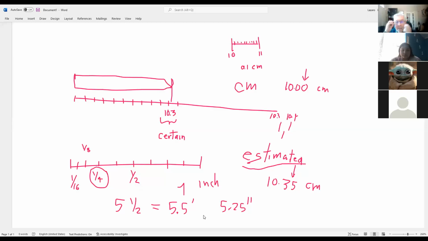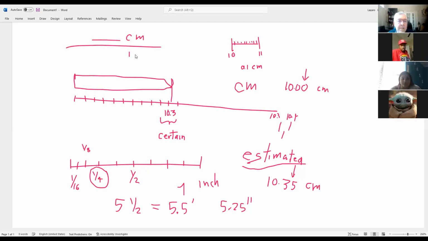Yes, I understand. Now, if you have done your measurement using centimeters, and then you divide this by your measurement in inches, the ratio, when you divide centimeters by inches, will always give you a number very close to 2.54, because 2.54 centimeters is 1 inch.